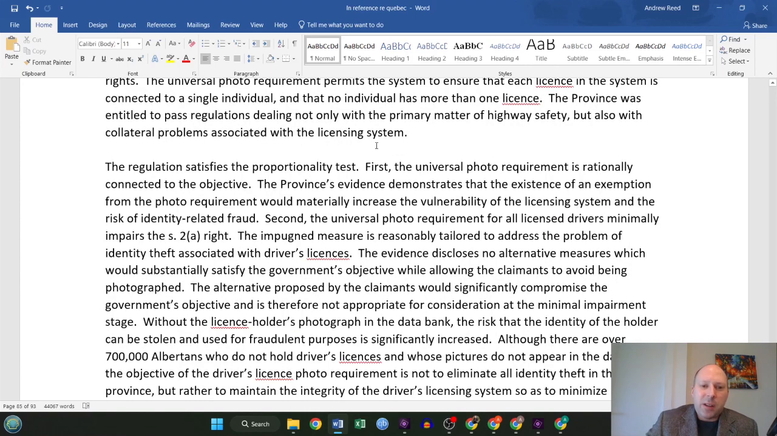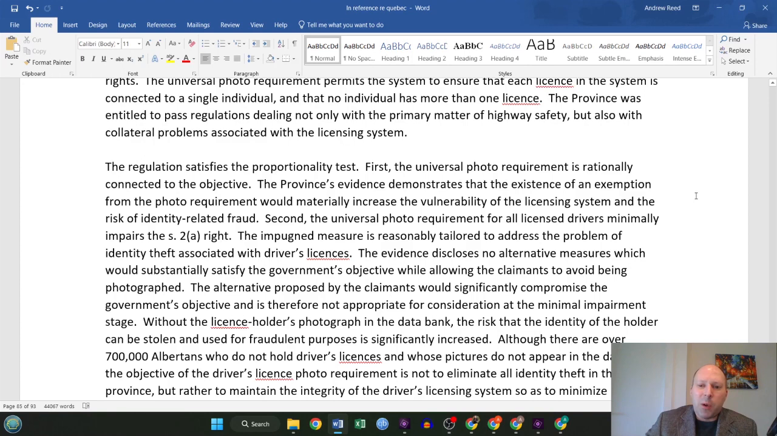The regulation also satisfies the proportionality test. First, the universal photo requirement is rationally connected to the objective. The province's evidence demonstrates that the existence of an exemption from the photo requirement would materially increase the vulnerability of the licensing system and the risk of identity-related fraud.